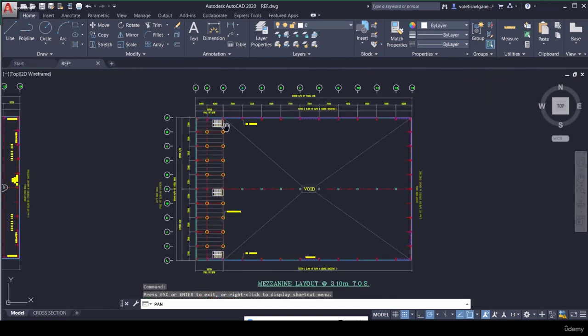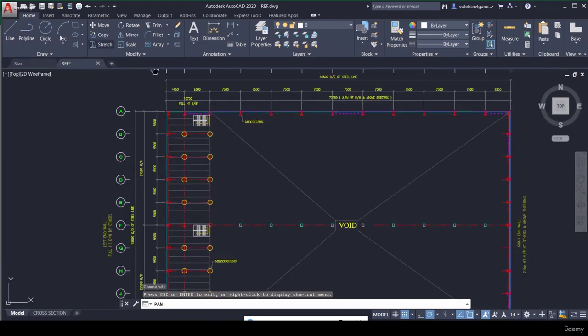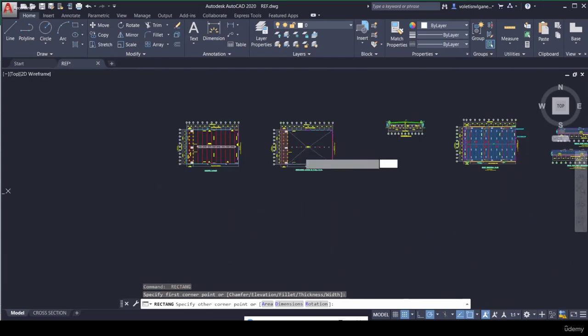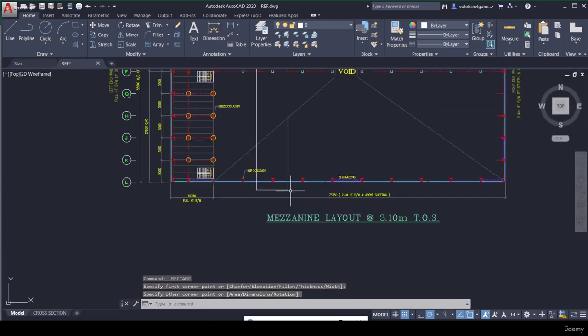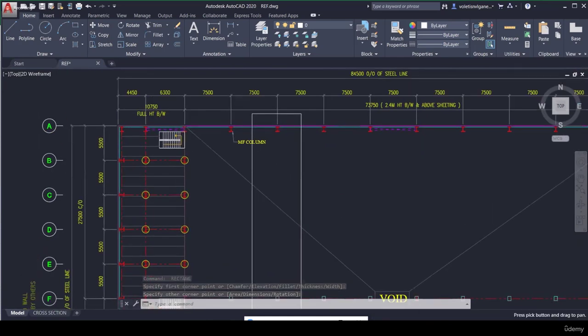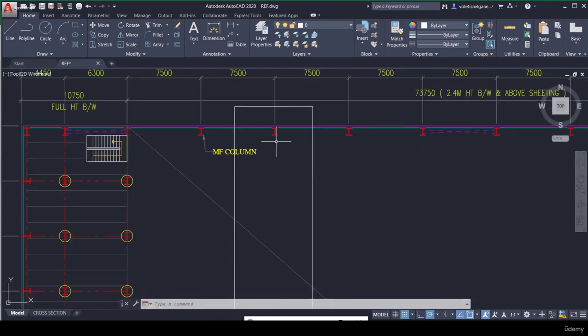So what is meant by a load width? Suppose, for example, I am taking this frame. So this frame I am taking. Okay. So for design of this frame, what will be the load width I have to design? This is a simple one you have to learn.